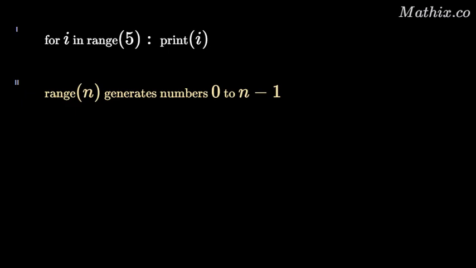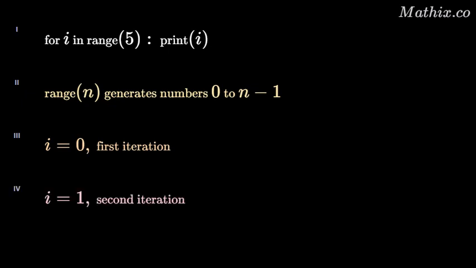In the second iteration, I is updated to 1 and printed. In the third iteration, I becomes 2 and is printed. In the fourth iteration, I is 3 and is printed. In the fifth iteration, I is 4 and is printed. The loop ends after I reaches 4 because the range stops before 5.